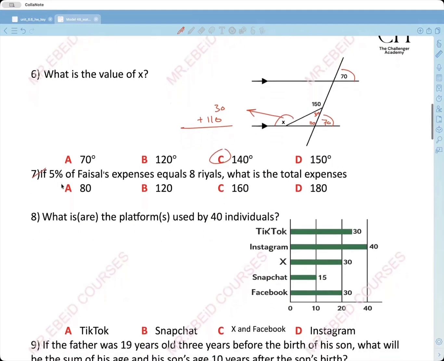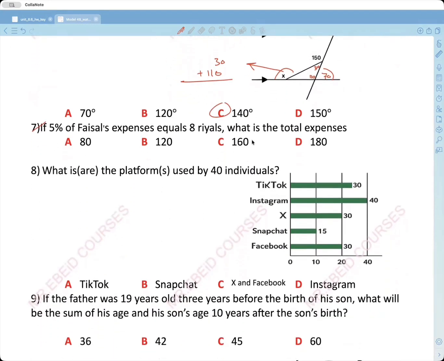Let's move to question 7. If 5% of Faisal's expenses equals 8 reals, what are the total expenses? We have 5% of a number x equals 8. You want to change 5 into 100, because 100% means 100% of x, which is all of the expenses, the total expenses. You have to know that 5 times 20 equals 100, and also 4 times 25 equals 100. So 5 times 20 is 100, as we mentioned before, and 8 times 20 will be 160. So x is 160, which represents the total expenses. So the answer is C.